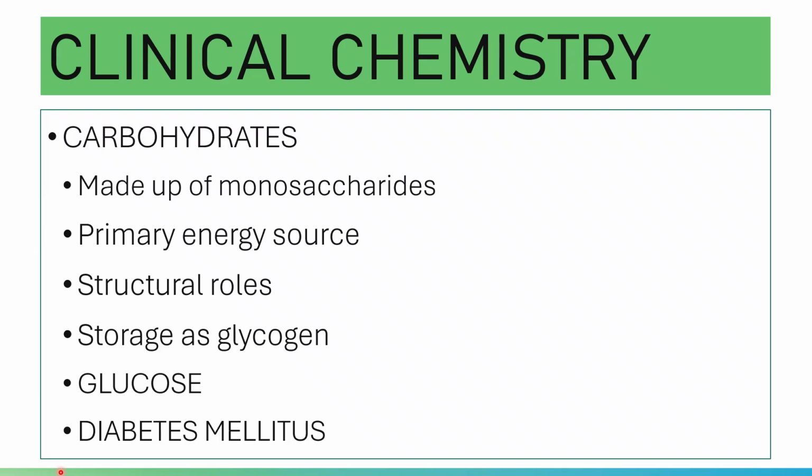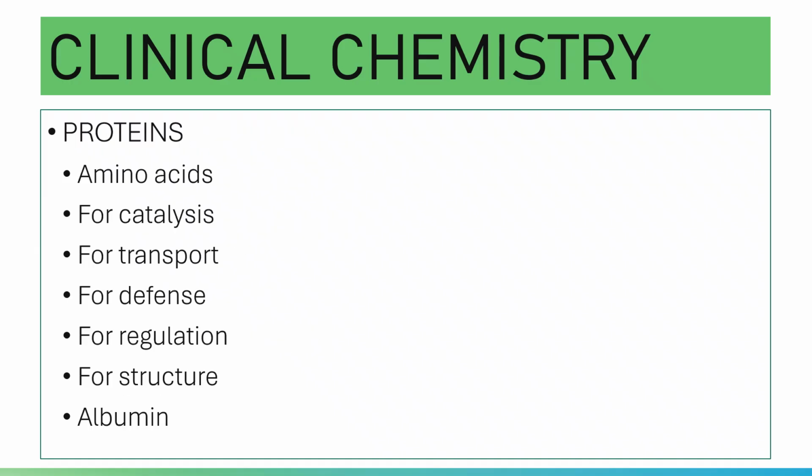Okay. Anyway, please note that the problem in diabetes mellitus is, either the pancreas does not produce enough insulin, or there is an insulin resistance. In diabetes mellitus, the main problem is the pancreas does not produce enough insulin, or there is an insulin resistance.